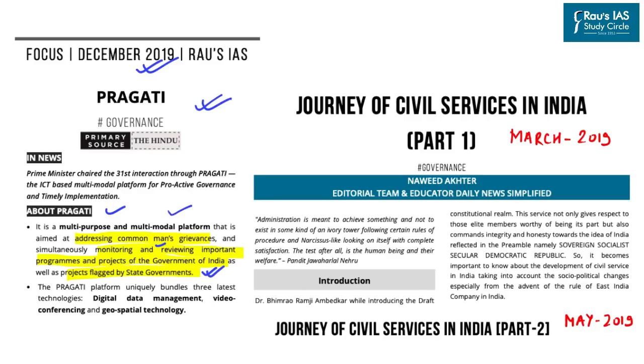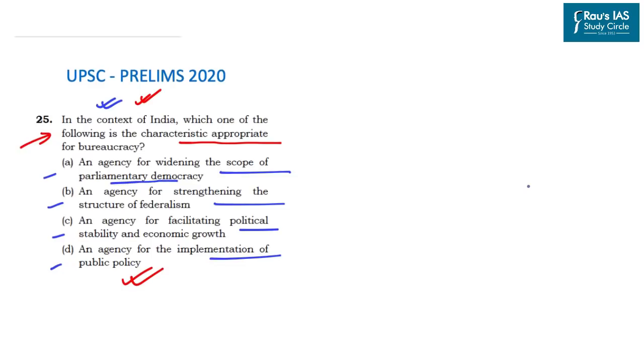Further, the aspect of the journey of civil services in India was also discussed through part 1 and part 2 in the March as well as May 2019 edition of Focus magazine. Thus, this idea of bureaucracy was discussed in detail, and hence this question can be said to be one of the simple questions asked by UPSC in the prelims of 2020.